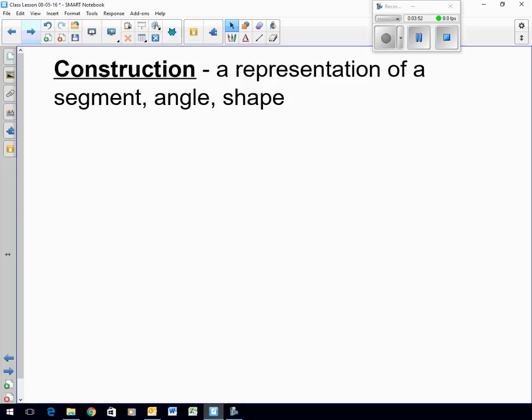Constructions. Okay, construction is just a representation of a segment, angle, or shape. I wish we did more constructions in here. There's a lot of things I wish we could do more of. Maybe if y'all came to school on Mondays, we'd do more of that stuff. But if you'd rather come to school on Mondays and do constructions, raise your hand. Raise your hand. So that's what I thought. Okay, construction just means hands-on way of doing things.